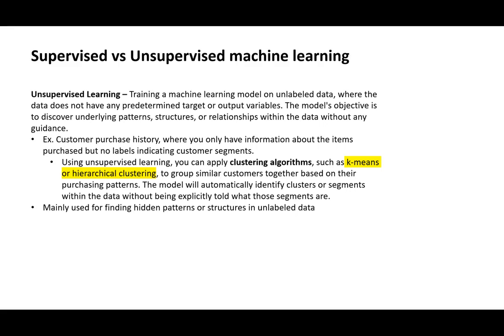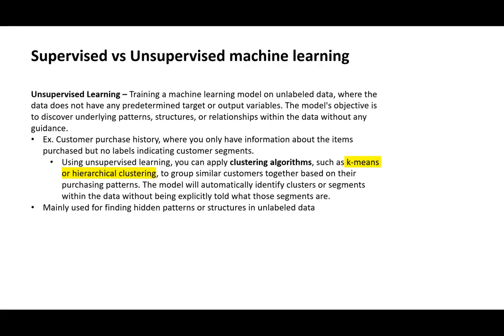So here, if you use unsupervised learning, you can apply algorithms like clustering algorithms. A good example of that is k-means or hierarchical clustering. Here what you can do is group similar customers together based on their purchasing pattern. For example, you see there are certain customers who are just purchasing, let's say, grocery items, right? So this model will automatically identify the clusters or segments within the data without actually being told what these segments are. It will try to identify the pattern, see what is related and what is not related, and those relationships and structures are considered to form a framework.